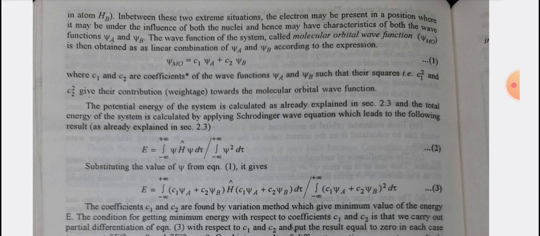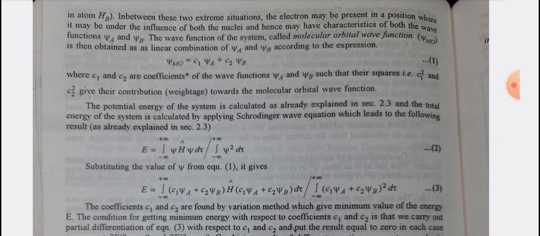The potential energy of the system is calculated as already explained in section 2.3, and the total energy of the system is calculated by applying the Schrödinger wave equation, which leads to the following results. As already explained in section 2.3, E equals the integral from minus infinity to plus infinity of psi H psi d tau, divided by the integral from minus infinity to plus infinity of psi square d tau.